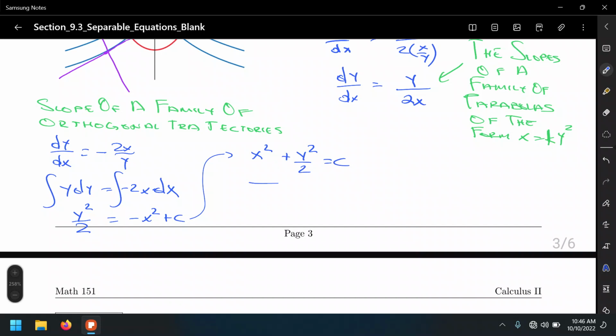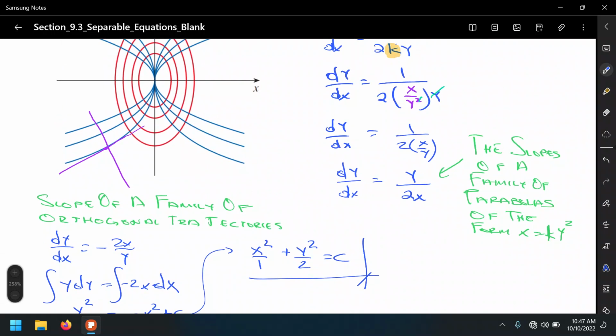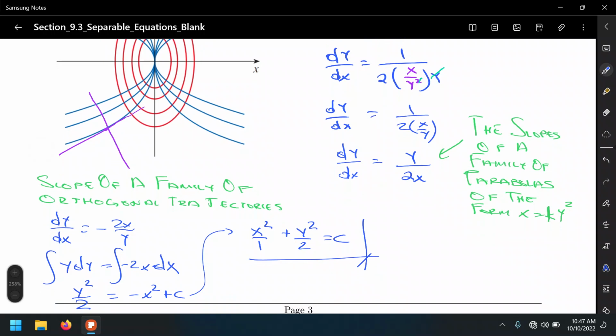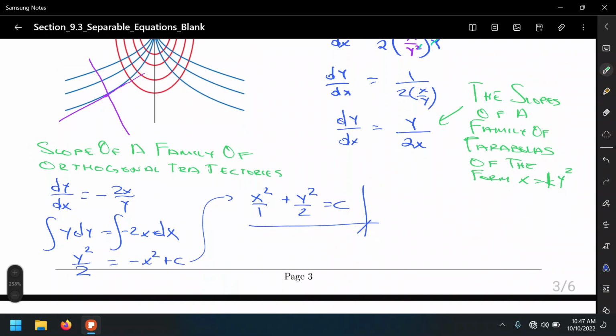And this is our family of trajectories. If you look at the equation, we have x squared plus y squared, but in this case both denominators are different numbers. That means that indeed we have a family of ellipses, which matches the picture that we have. All right? So what's this again? In this case, a family of ellipses.